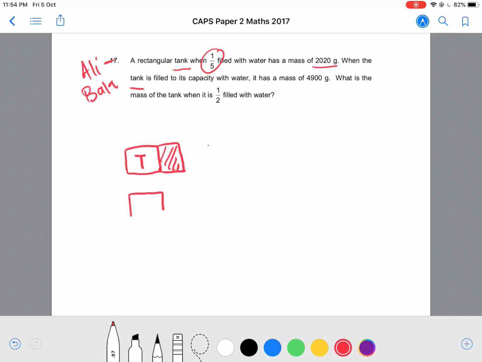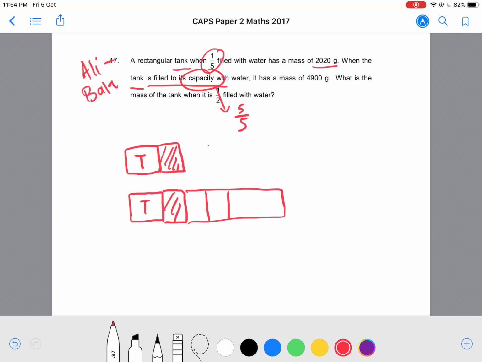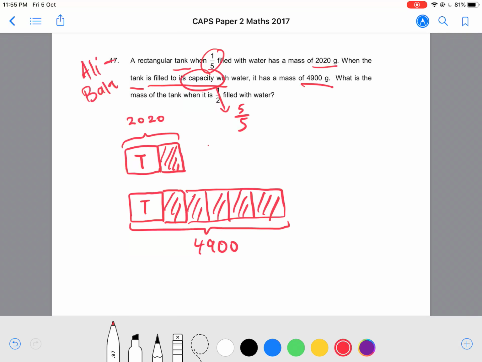Now you have a second situation. The same tank, instead of 1/5 filled, is filled to the capacity. What is the meaning of capacity? That means it's filled to 5, right? Instead of just 1 unit, it is filled up to 5 units. 2, 3, 4, 5. Alright, so the mass over here is 2020. The mass on top here is 4900.